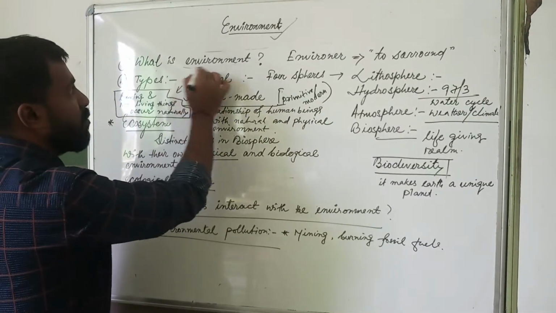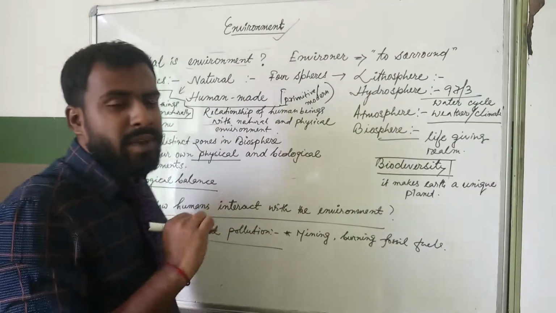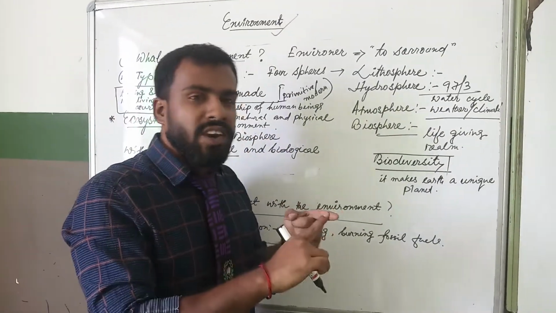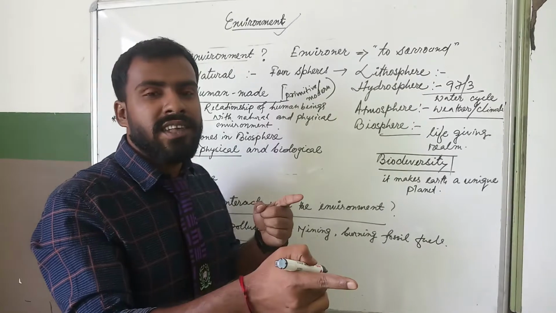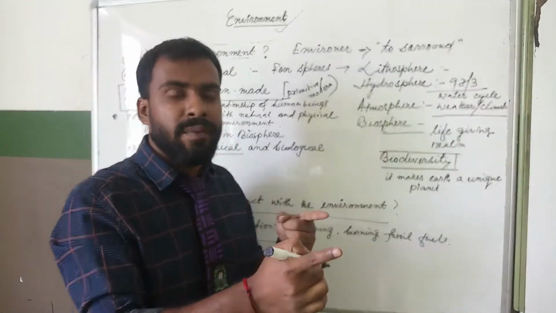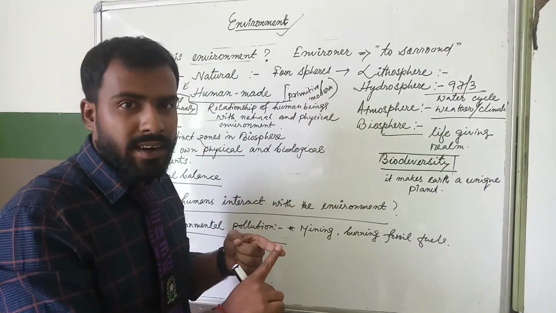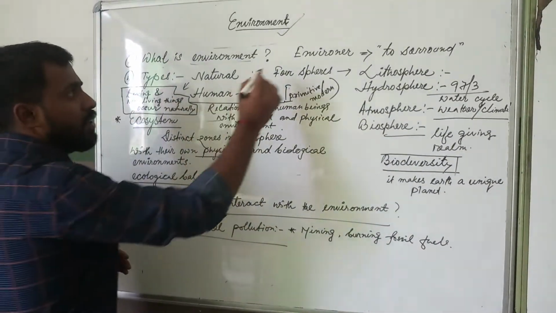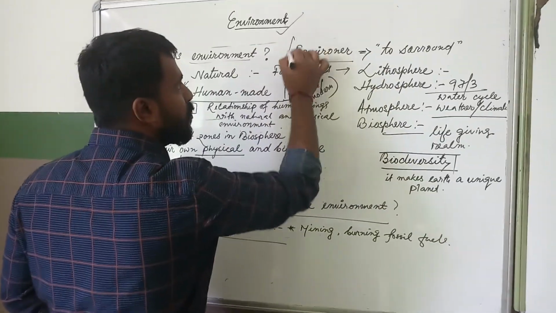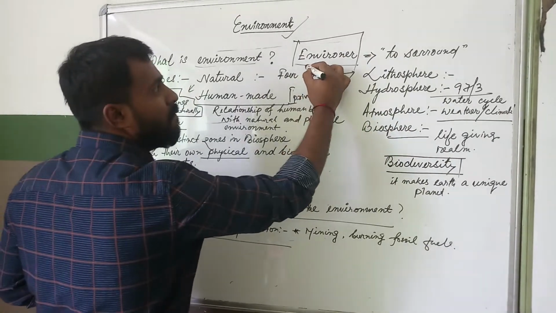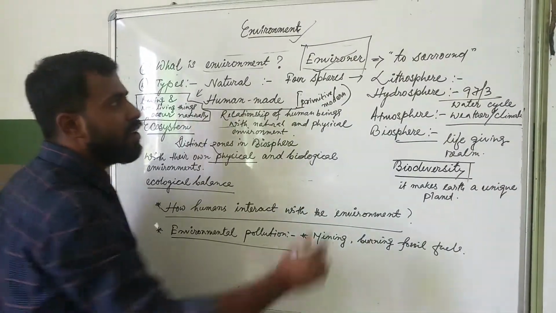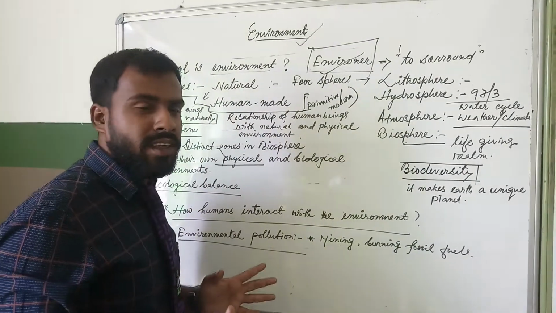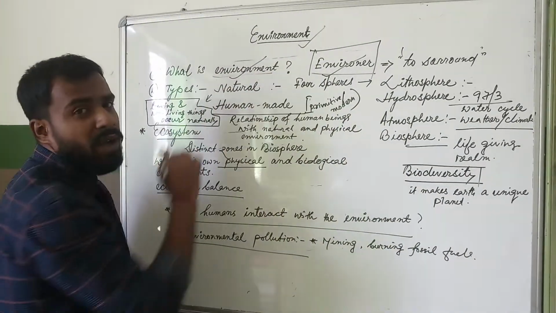The definition of environment: environment means when the natural and physical, or living and non-living elements interact with each other and form an environment. The word environment comes from the French word environnement. Environment means to surround. That means all the things surrounding us, all together, are called environment.